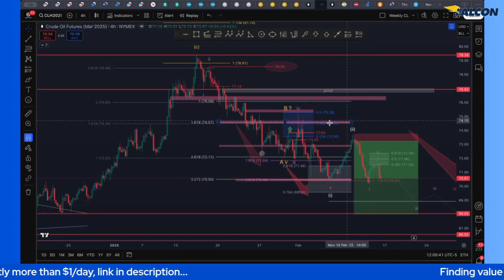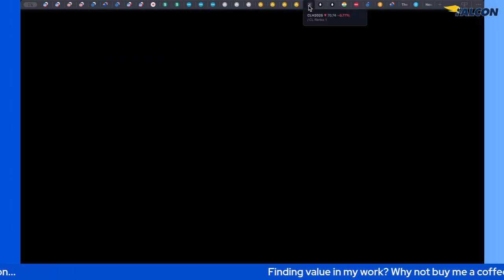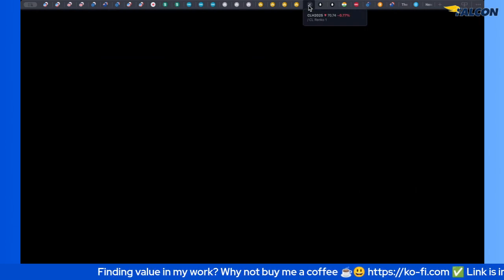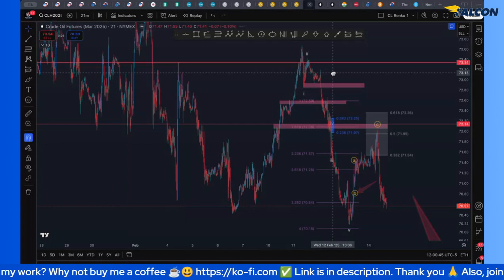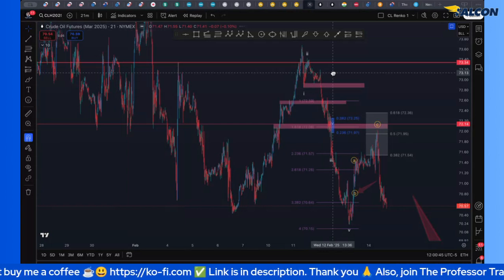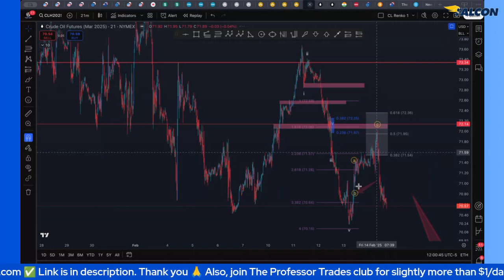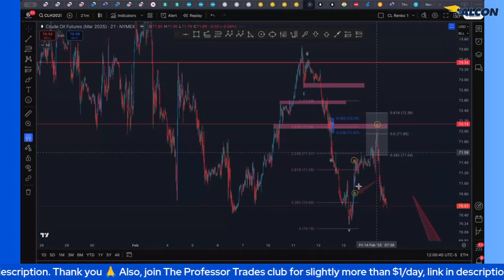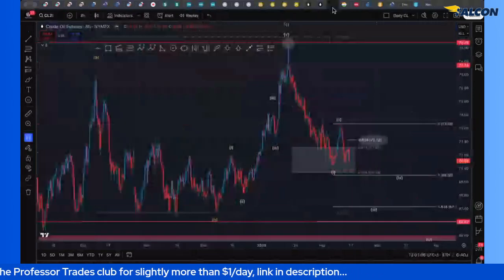I've taken those fibs off. I wonder if I still have the fibs on. Yeah, so this is what I was posting in the Professor Trades Club in the Elliott Wave Room, looking for price to terminate up in this gray zone. And I have to say, I pretty much nailed it with this ABC. And look at the reaction. But not getting into the weeds for the purposes of this video.